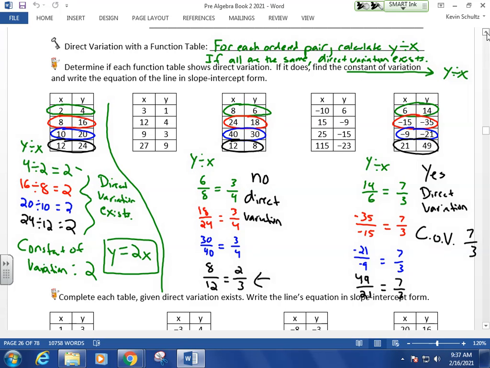Sasha. Brilliant. Y equals 7/3 x. Perfect. Okay.